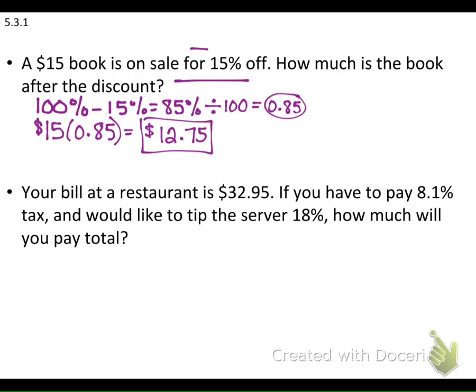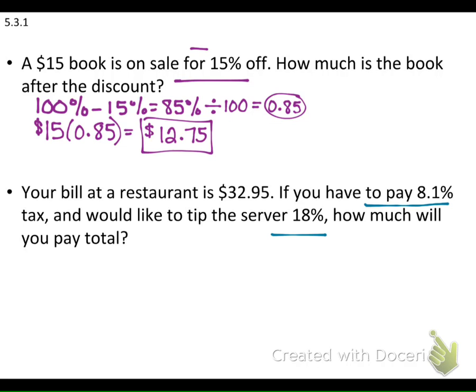Okay, the next one. Your bill at a restaurant is $32.95. If you have to pay 8.1% in tax, and you'd also like to tip the server 18%, how much will you pay in total? So the first thing that we need to determine, how many percent changes do I have here? 2. Okay? So I'm going to have the 8.1% and the 18%.